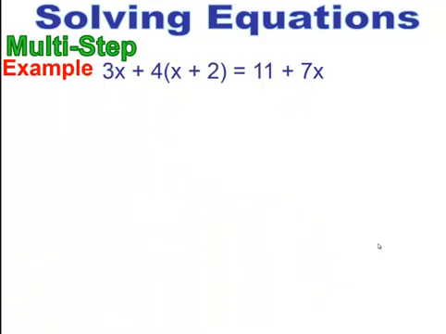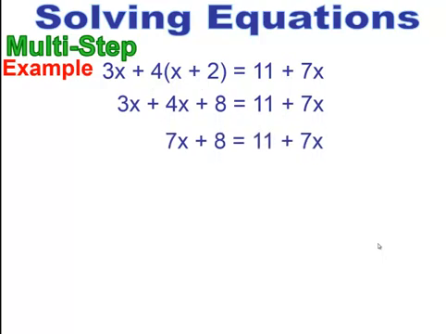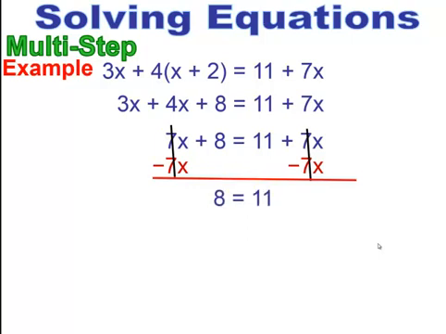So now let's do another special case. I'm going to follow the steps of multi-step equations. I'm going to do the distributive property here. I'm going to combine like terms. Now notice here, when I get the variables together, I have to subtract 7x from both sides. The variable is going to be eliminated. And then you're going to be left with 8 equals 11. Well, hopefully in your mind you're saying, well, 8 doesn't equal 11.